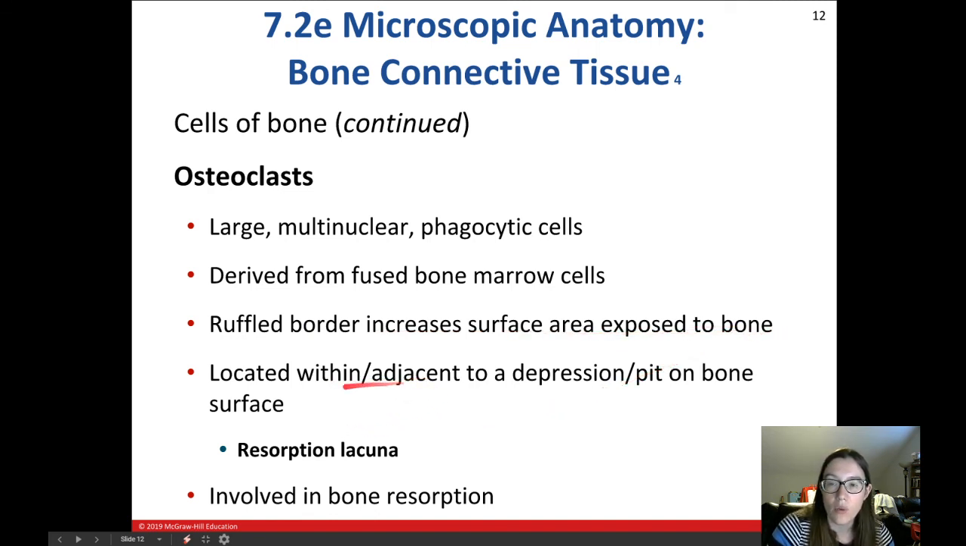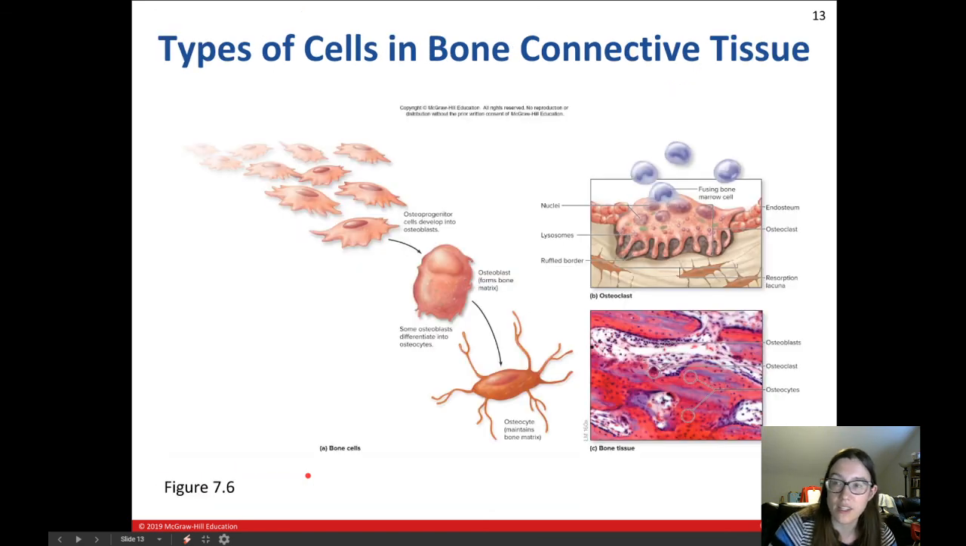And it's located within or next to what's called a depression or a pit in the bone surface called a resorption lacunae. And they're involved in bone resorption. So we can see here, this guy, it's spitting out the hydrolytic enzymes to help break down the bone matrix and digest the organic components of the bone matrix. And so it's going to be making this little pit. So as it sits there, it's kind of dissolving the bone underneath it, and it's making the resorption lacunae. And so osteoblasts build the bone. Osteoclasts are going to reabsorb the bone.